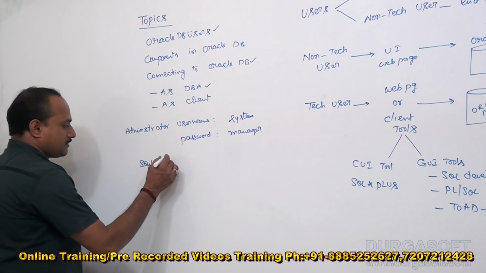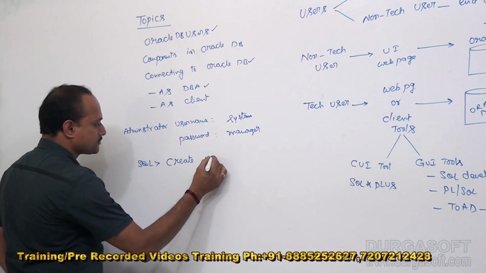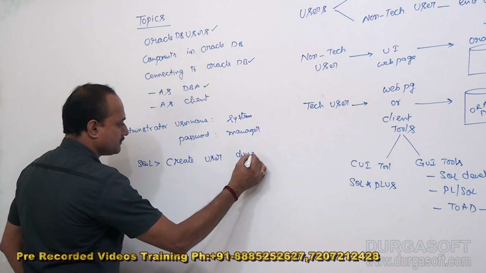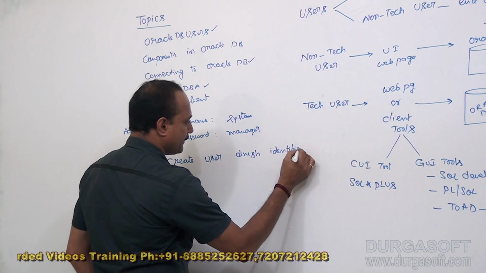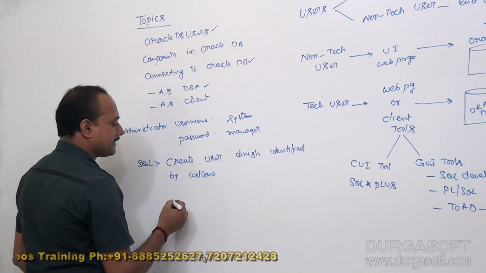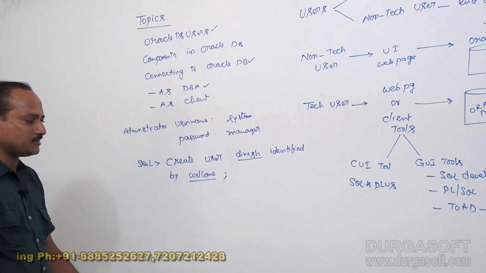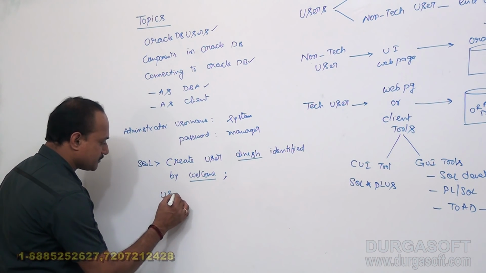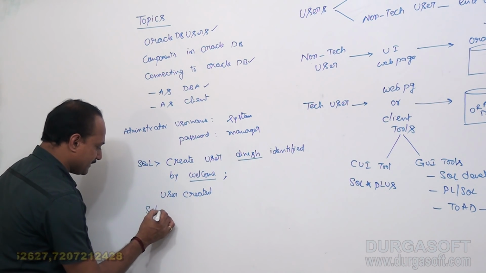Here, how will a user account be created? Create user, then specify the username. I am specifying Dinesh. What is my password? Identified by welcome. Here welcome is my password. Dinesh is the username. Remember: create user Dinesh identified by welcome. Then it will display the message: user created.